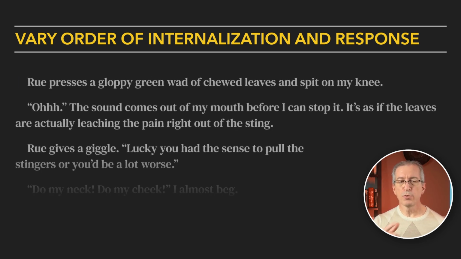For example, from that previous passage where Rue and Katniss were talking about leaves to help her stings, we come to this passage. Rue presses a gloppy green wad of chewed leaves and spit on my knee.